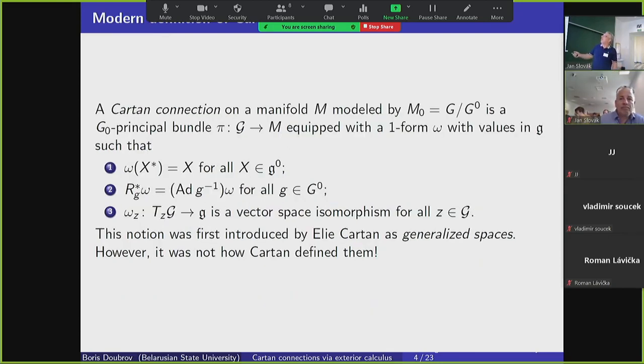And right away, I'll go through a modern definition of a Cartan connection. You'll probably see it many times today and tomorrow in other lectures. This is exactly the definition of Ehresmann, and this is not what was used by Cartan. So I'll switch to Cartan's language fairly soon.